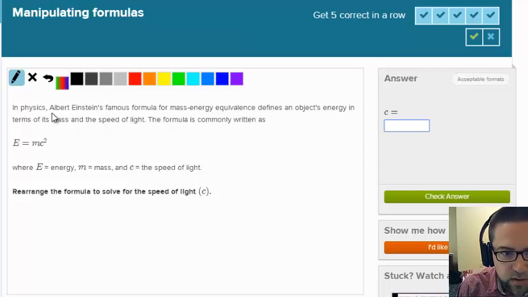Okay. In physics, Albert Einstein's famous formula for the mass-energy equivalence defines an object's energy in terms of mass and the speed of light. The formula is commonly written as E equals mc squared, where E is energy, m is the mass, c is the speed of light. Rearrange the formula for the speed of light. So we would divide both sides by m, you'd have E over m, and then we'd have to square root both sides, right? So we have the square root of E over m.